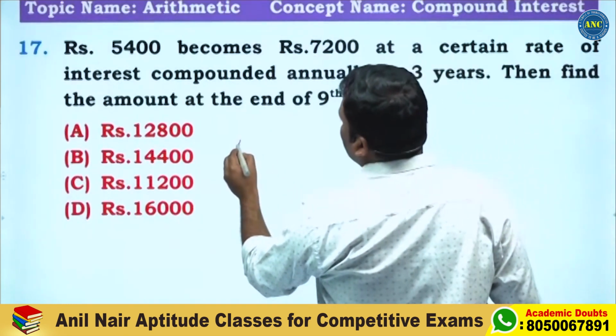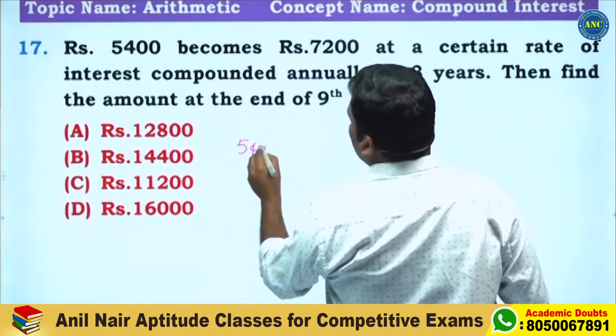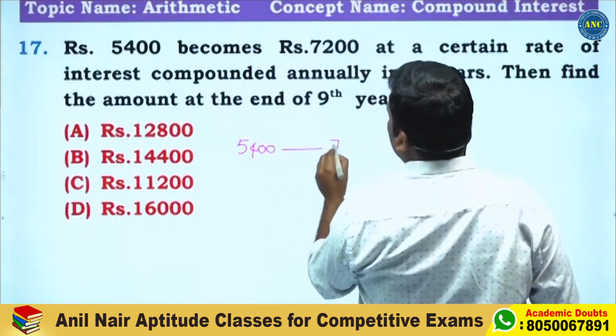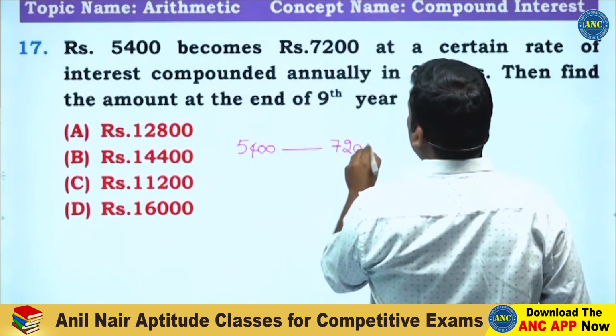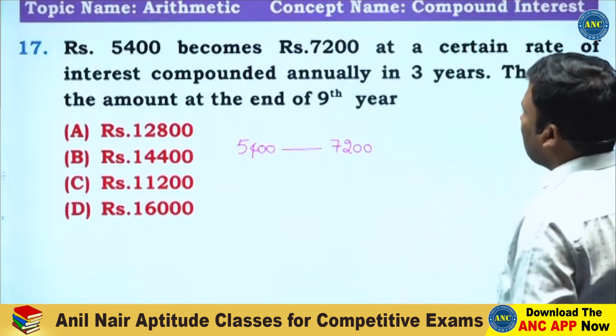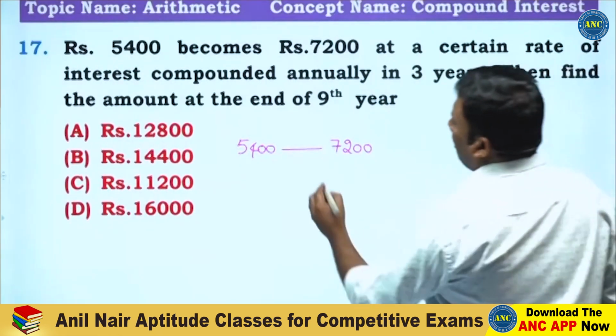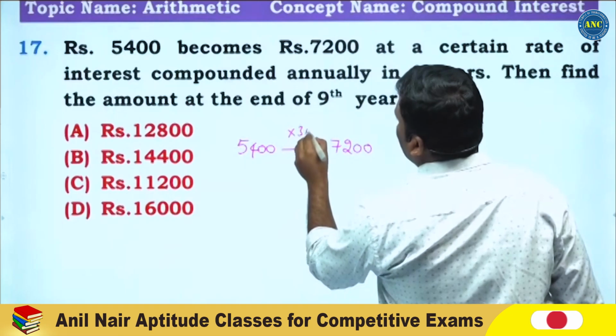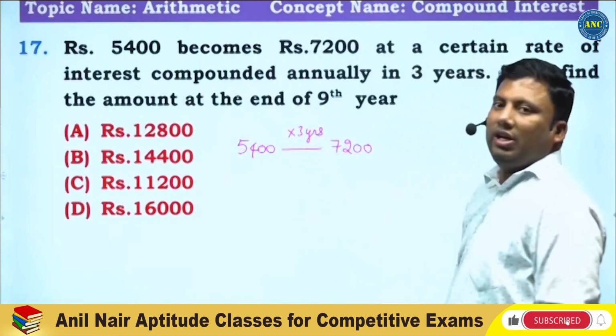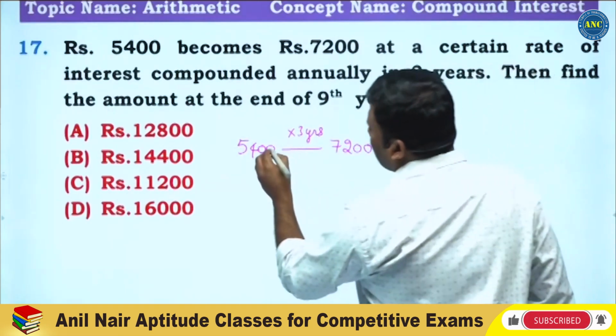5,400. Read the question, sir. First slowly. 5,400 is becoming 7,200. In how many years? In 3 years it is becoming. What will be the scaling factor?